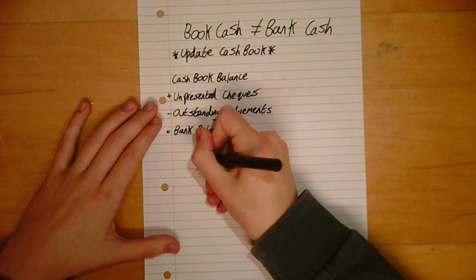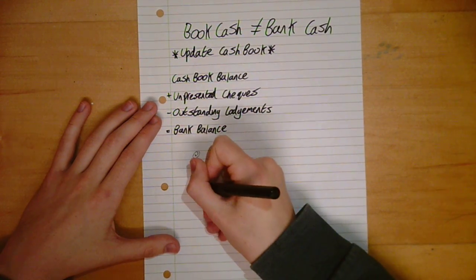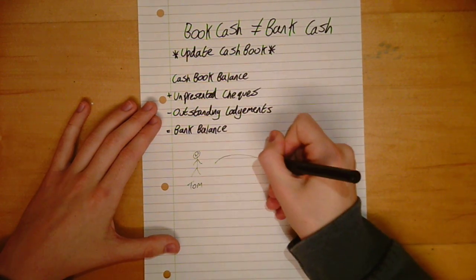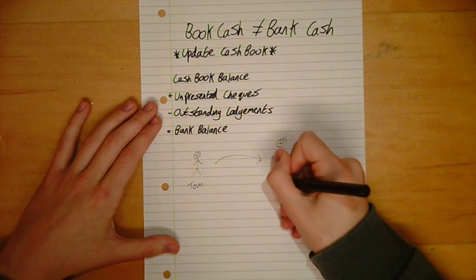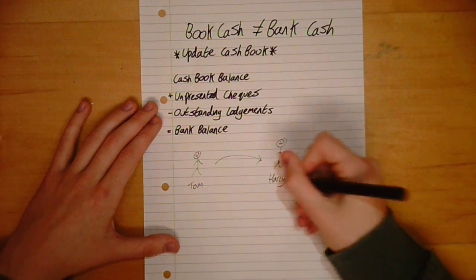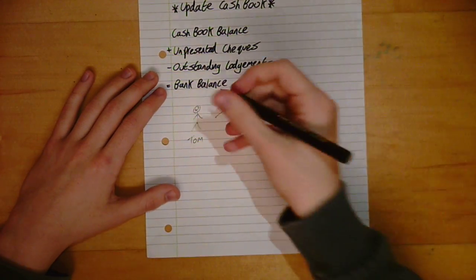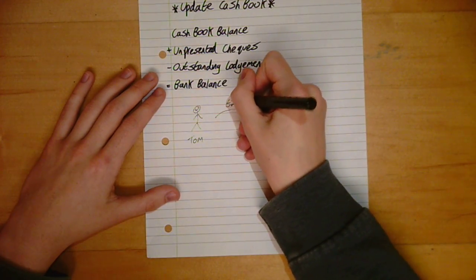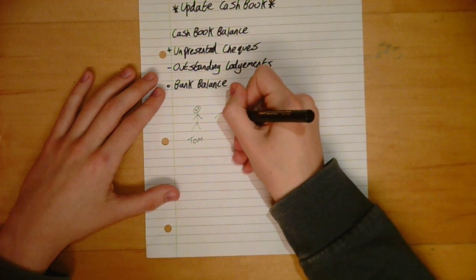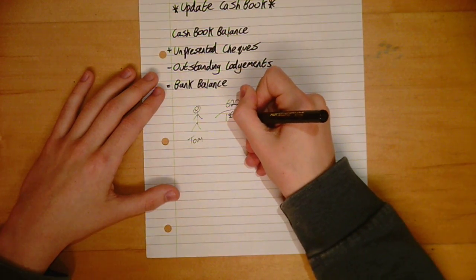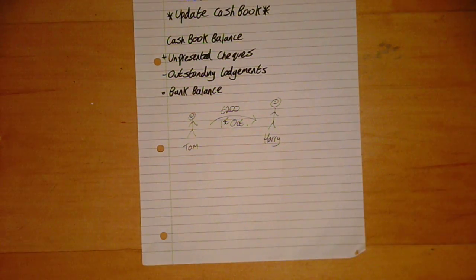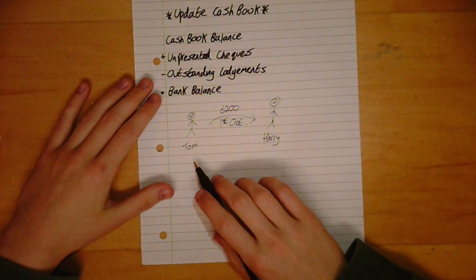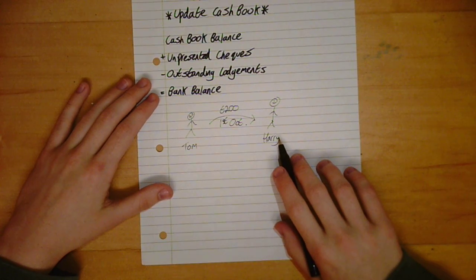So two people, Tom and Harry. Let's say Tom sends over £200 on the 1st of October to Harry. So this is basically an unpresented check for Tom. He sent over £200 to Harry on the 1st of October.